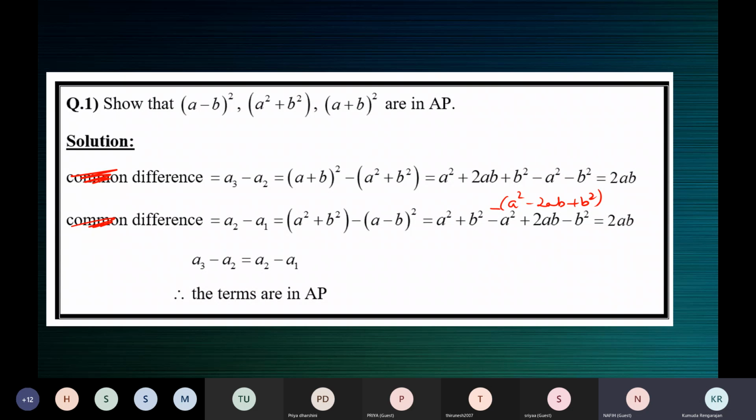You can use a capital letter, children, to differentiate. We already have a in the question. You can find A like this: A3 minus A2, A2 minus A1, because there's already an a in the question. Done, children? Yes, ma'am. All right.